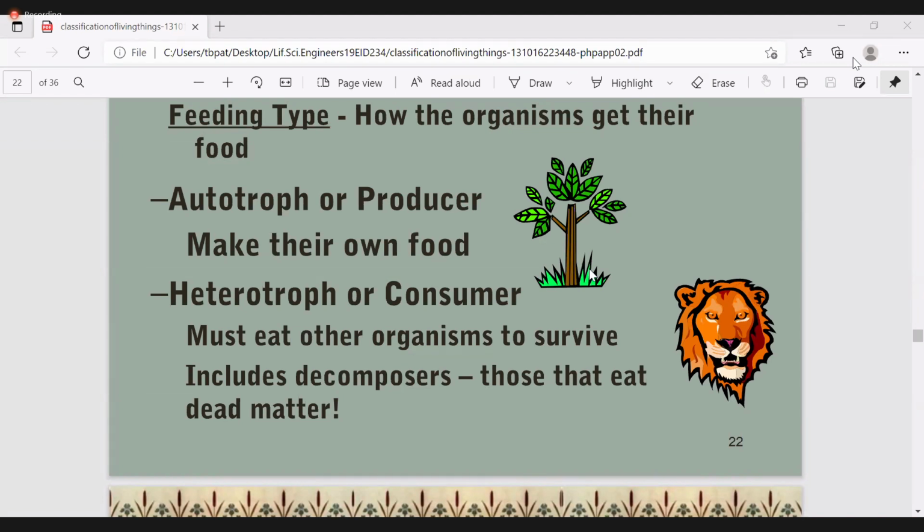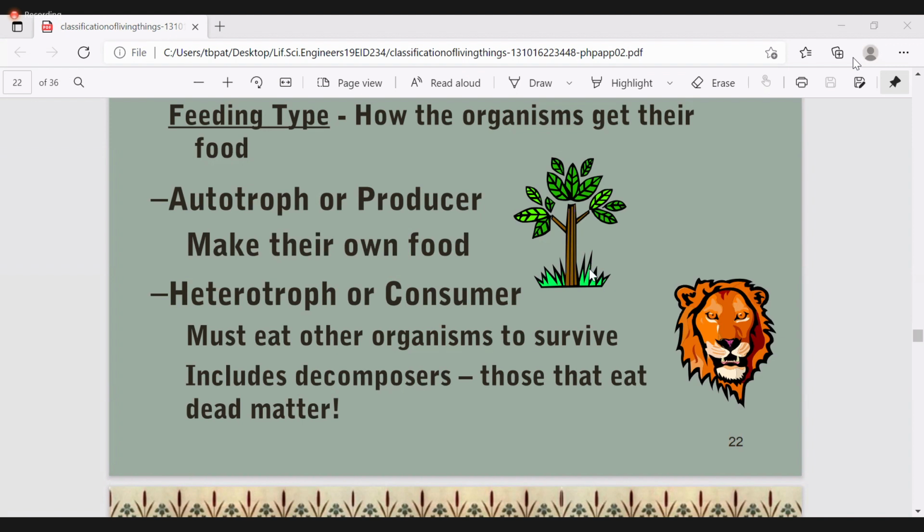The heterotrophs are again classified as herbivores and carnivores. Herbivores are totally vegetarians. The majority of primary consumers are herbivores. The secondary consumers onwards are all carnivores, and the topmost consumers are definitely carnivores. They must eat other organisms to survive. It also includes the decomposers, which feed on dead matter. Those are called saprophytes.